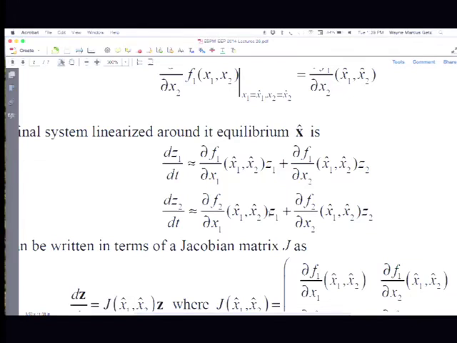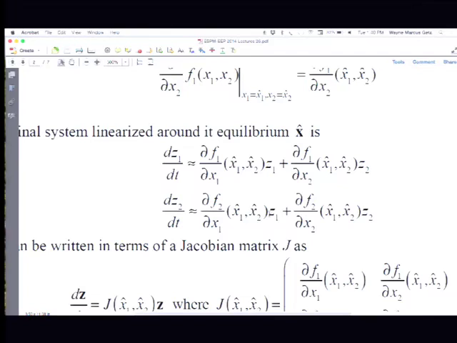Now, if you remember, if I have a linear system and I look at the solution to the linear system, do you remember what the solution to a linear system looks like? So we looked at the theory of solutions to linear systems. In one dimension, dx/dt equals ax. What is the solution to that equation, if I start out at x(0) equals x0? x(t) equals x0 e to the at.